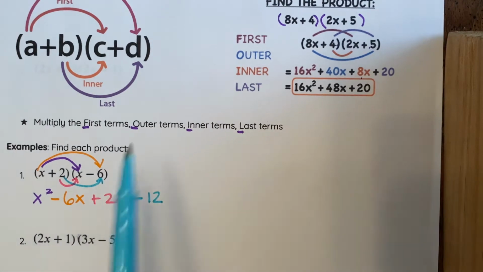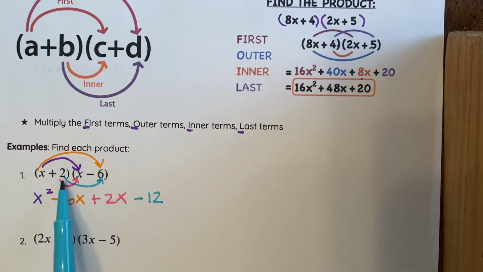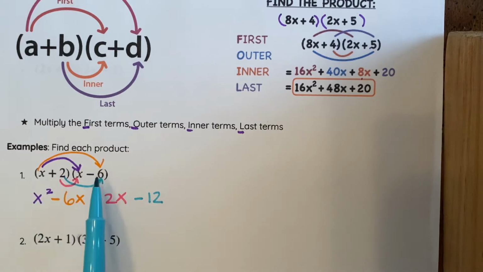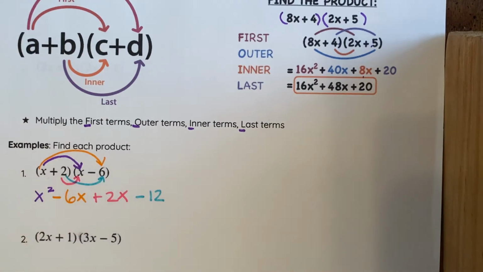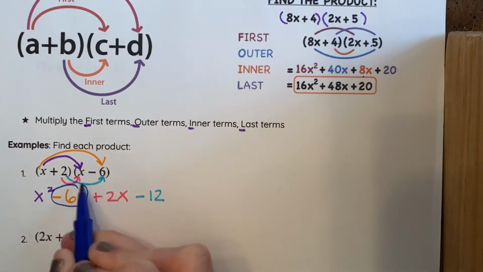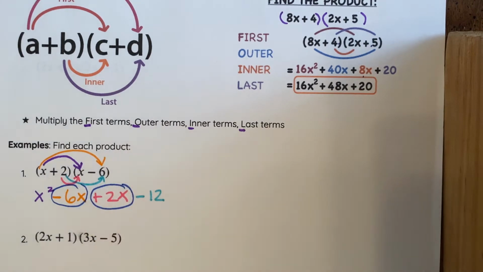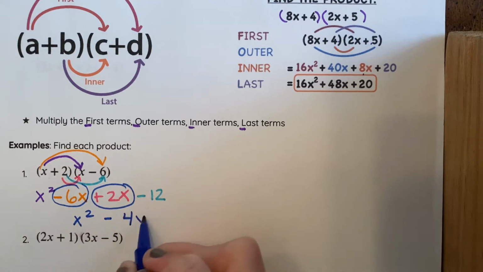Essentially what you're doing is you're distributing this first term to these 2 terms in the second binomial, and then distributing the second term to both the terms. So you have to make sure you're distributing everything in the first times everything in the second, and that's going to be important for tomorrow's lesson when we multiply a binomial times a trinomial. Okay, so then after we FOIL, we have to combine like terms. So here's our like terms. We have a -6x and a positive 2x. So our final answer would be x squared minus 4x minus 12.